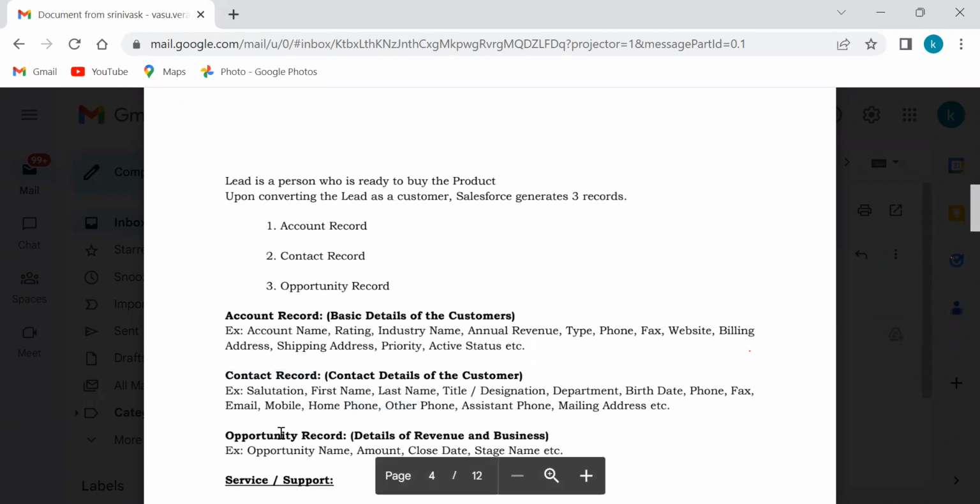Opportunity simply means money. How much revenue the customer has made with our organization. So opportunity means revenue and business, or it simply means money. As part of this opportunity record, we are going to store some details like opportunity name, how much amount or how much opportunity is being made, what is the close date, what is the stage. All these details will be stored as part of this opportunity record.